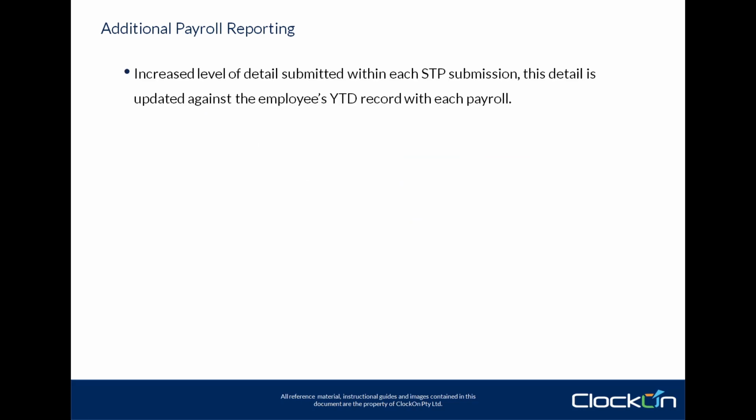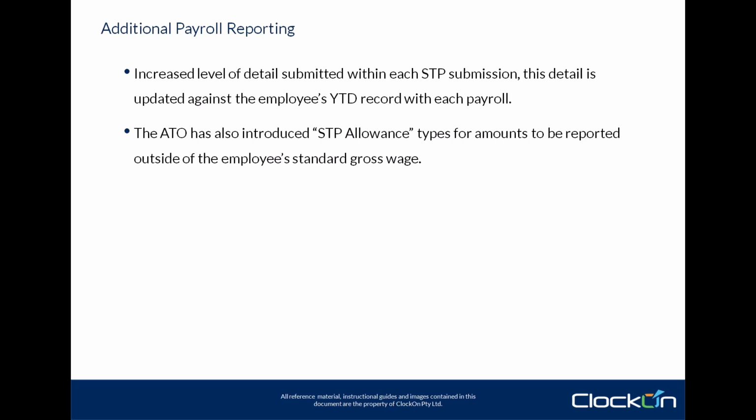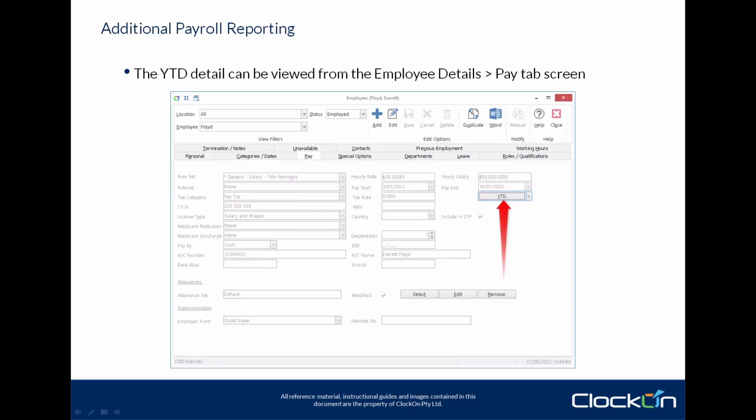Right, so we'll move into the next step, which is additional payroll reporting. Again, there's an increased level of detail that needs to be submitted within each STP submission, and the detail is updated against the employee's year-to-date record on a per payroll basis. The ATO has introduced STP allowance types, so they can get a better breakdown of what's making up the employee's gross wage. The year-to-date detail, as with previous versions of ClockOn, can be accessed through the year-to-date button in the employee's pay screen. Just take note that that's now moved.